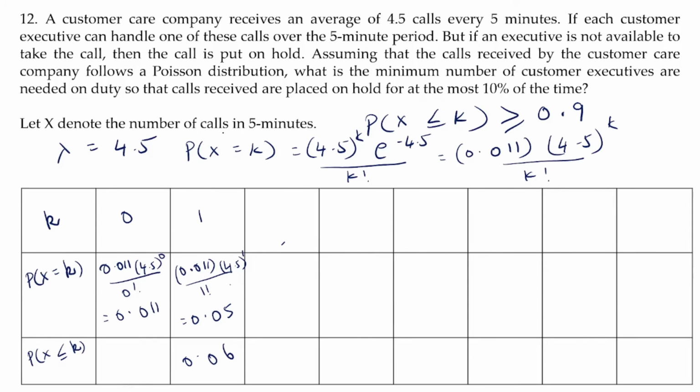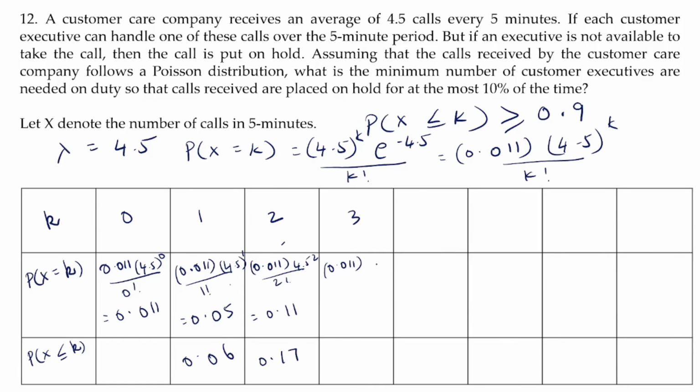And now let us take k equal to 2. The probability of x equal to 2 will be, in place of k we substitute 2. So it is 0.011 into 4.5 the whole square upon 2 factorial. This is approximately equal to 0.11. Now the probability of x less than or equal to 2 will be the sum of these three. So it is 0.17.